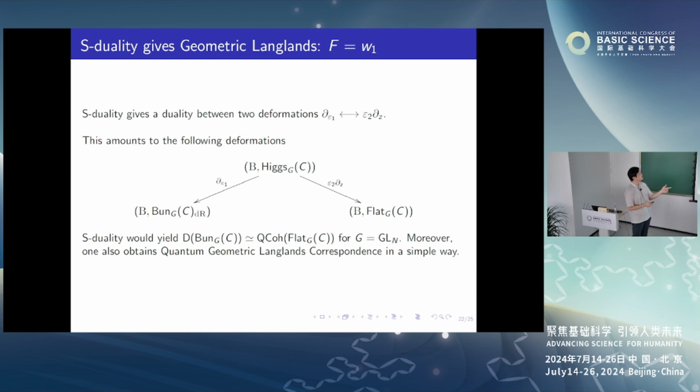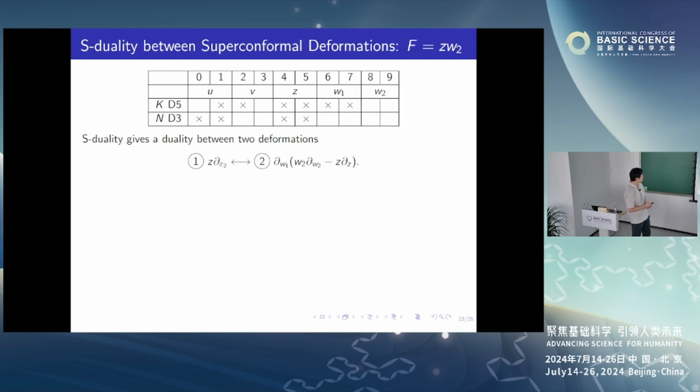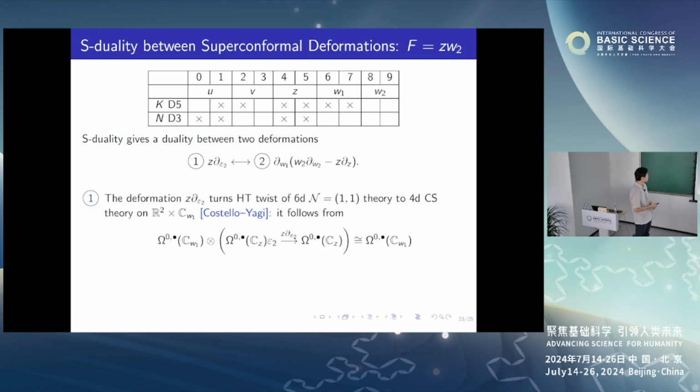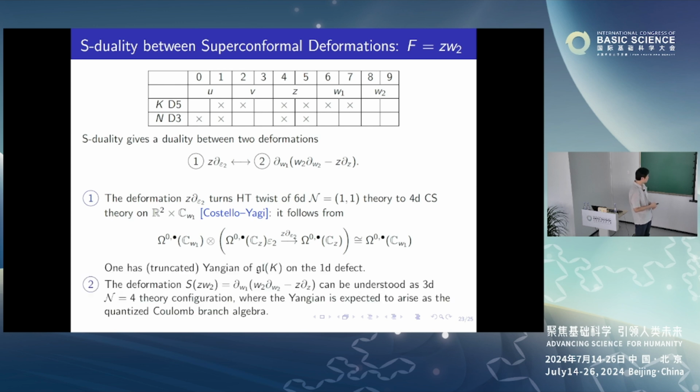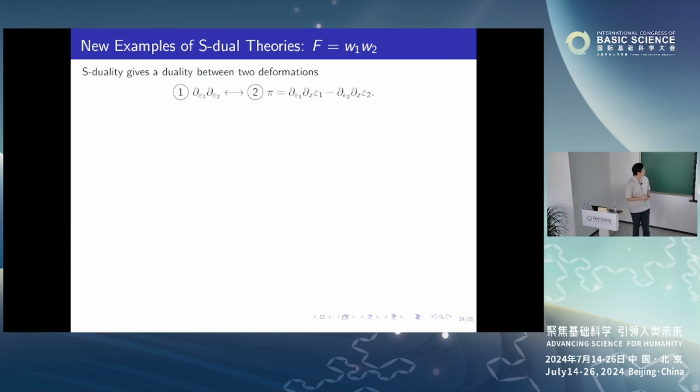So it can recover, from a physics perspective, the known mathematical conjectures in a simpler way. The next example: you think of a particular configuration of branes. I don't think I have time. This deformation gives two different ways of obtaining the Yangian. I think it's explained in a work of Costello and Yagi, some part of it, I guess.